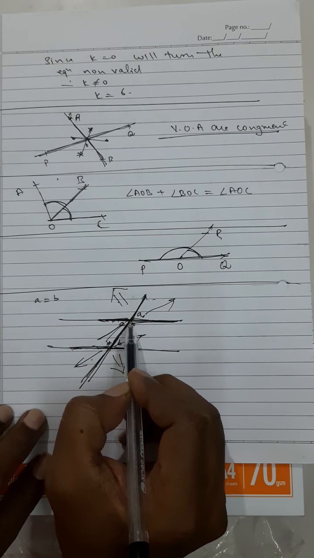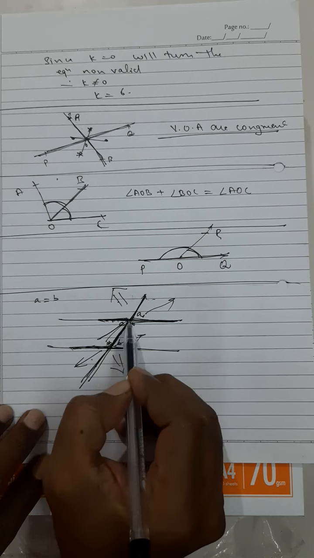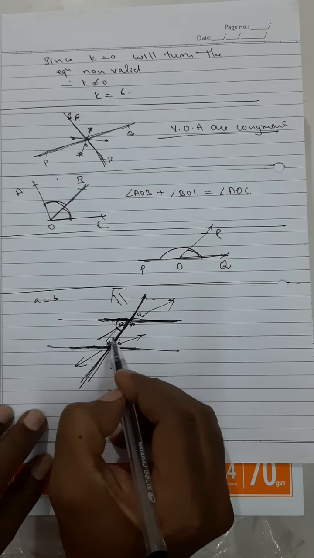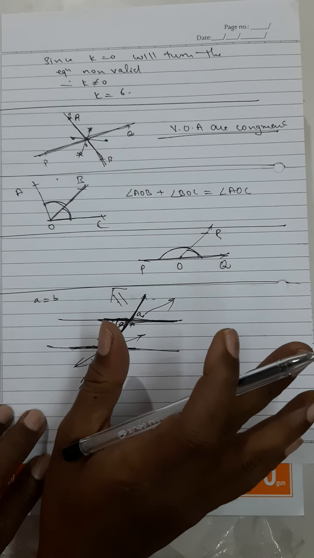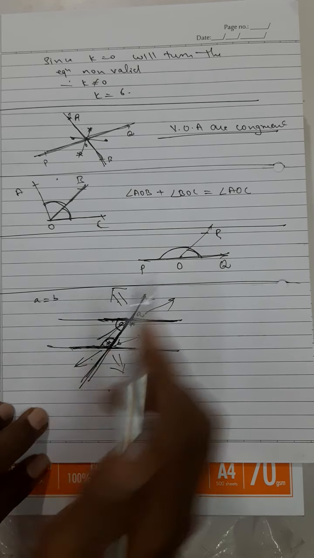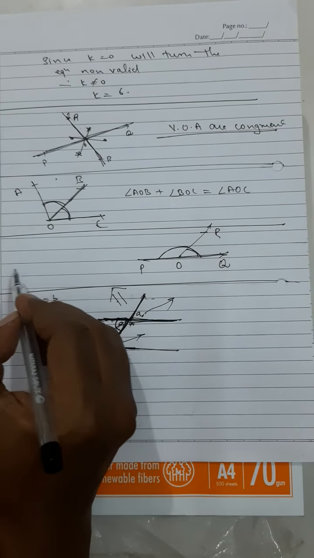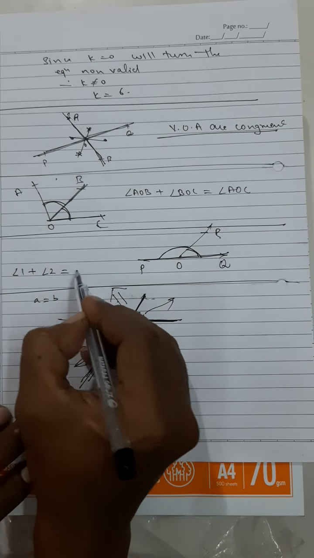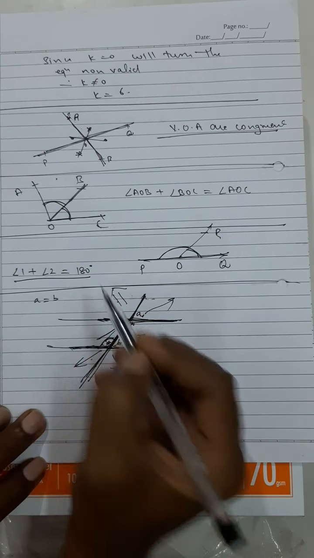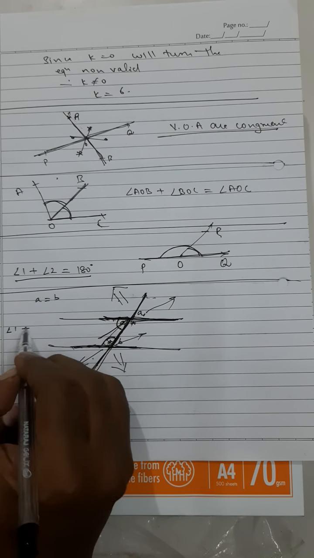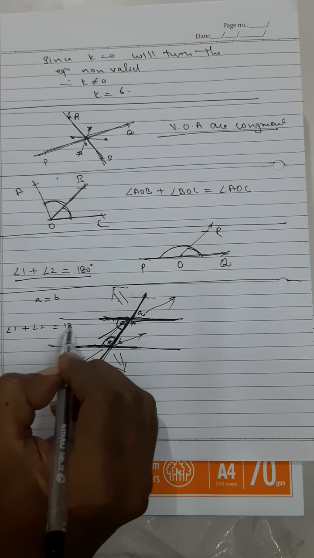Interior angles on the same side of the transversal, they are supplementary. Remember, angle 1 plus angle 2 is equal to 180 degrees. There are only two pairs of angles which will be supplementary. One is angles in linear pair: angle 1 plus angle 2 is equal to 180 degrees. And interior angles: angle 1 plus angle 2 is equal to 180 degrees.